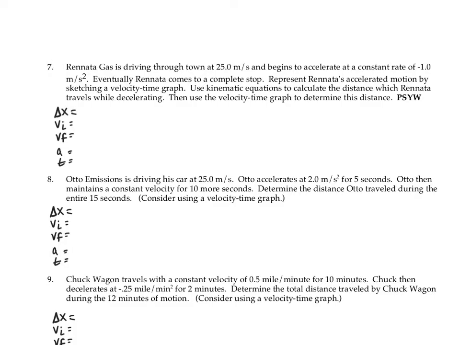So she's driving through town at 25 meters per second and then begins to accelerate. So the 25 is actually our initial velocity. Our acceleration is a -1 meters per second squared. And it says eventually Renata comes to a complete stop. So that means at the very end, what's our velocity? Our final velocity is 0. So we want to know the distance that she travels while decelerating. So for an equation, I'm going to look for displacement. Again, I need to use the third equation.